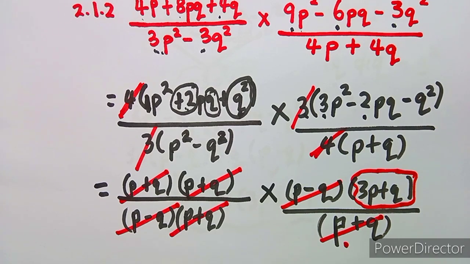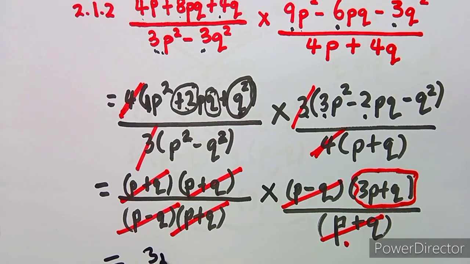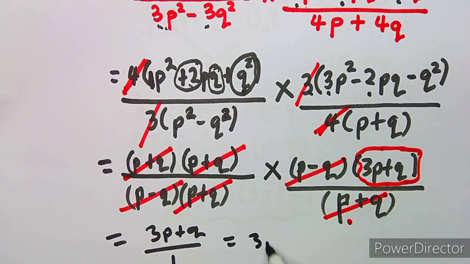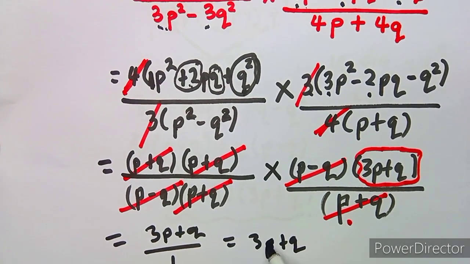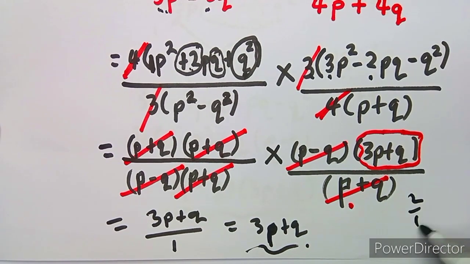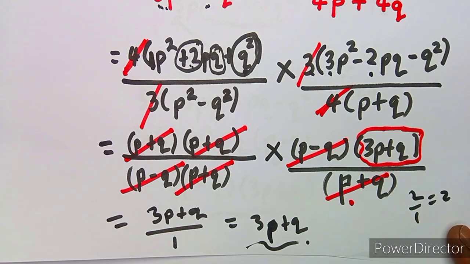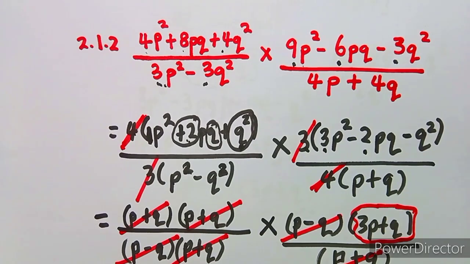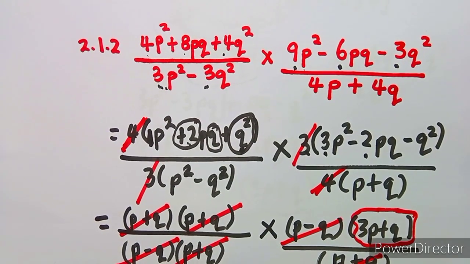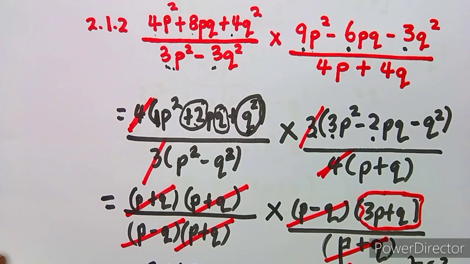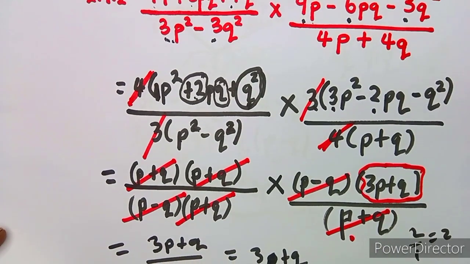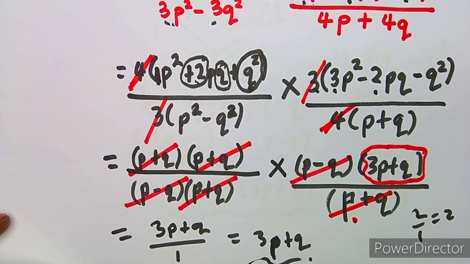There's nothing that we have, and it's in the numerator, so it's 3p plus q over 1, which is just the same as 3p plus q. It's nothing that is going to change there. So that is what we have. Remember, guys, 2 over 1 is same as 2. So 3p plus q over 1 is going to give us 3p plus q. So that was actually what we needed there. This is what you need. The stages that you are supposed to actually take.